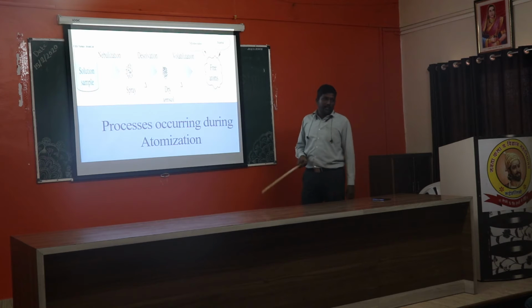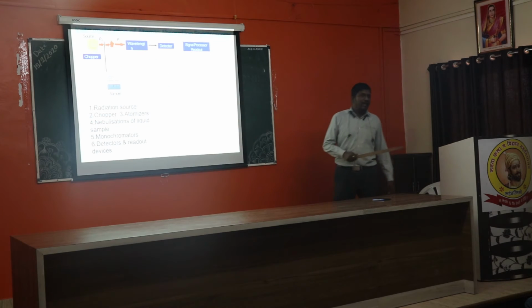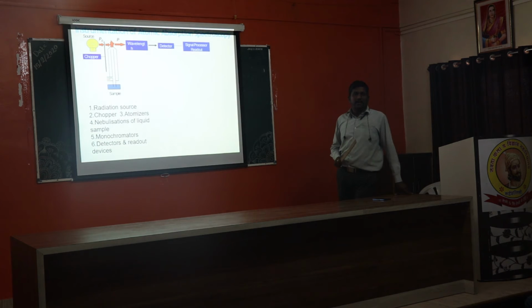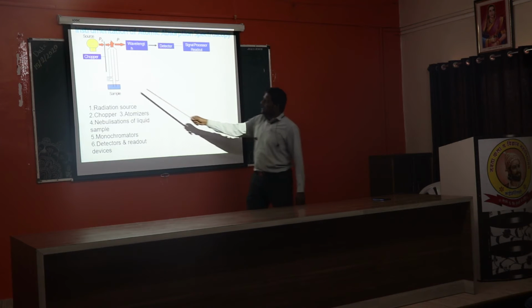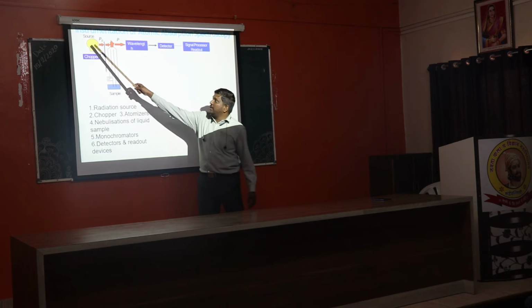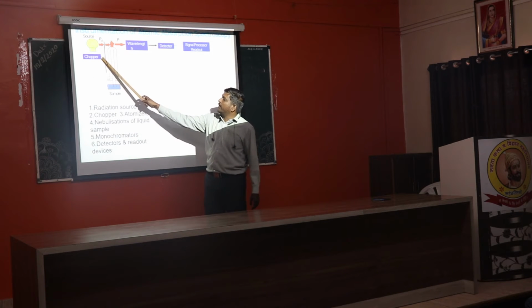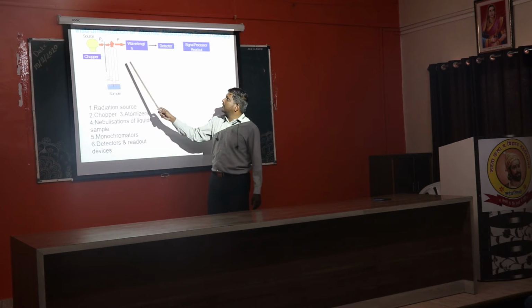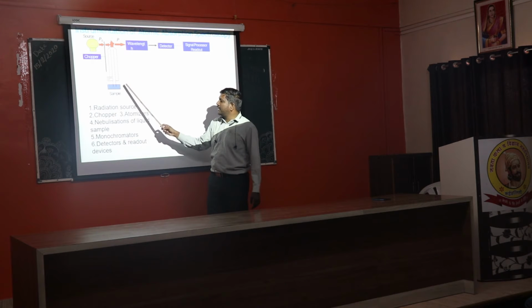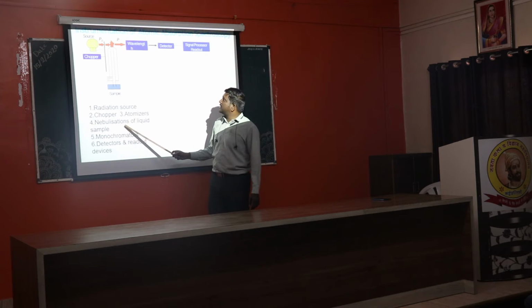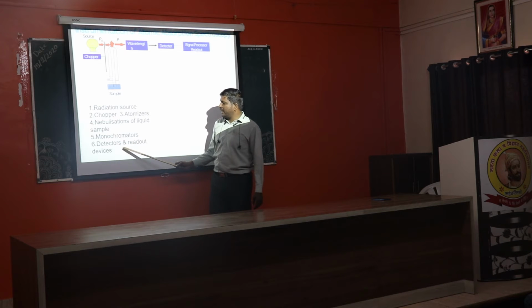So this step is very important to get an accurate result and to identify the element and determine its concentration. If you see the instrumentation of atomic absorption spectroscopy, you come to know that here is a radiation source. Thereafter, chopper, then atomizer, sample, and all the things containing the atomizer, nebulization of liquid sample, monochromator, detectors, and readout device.